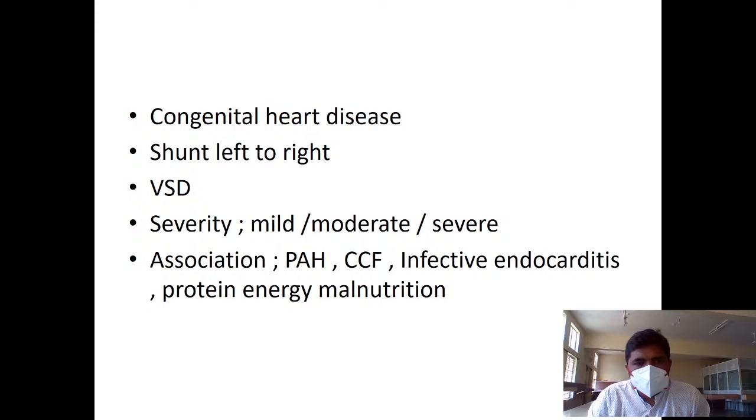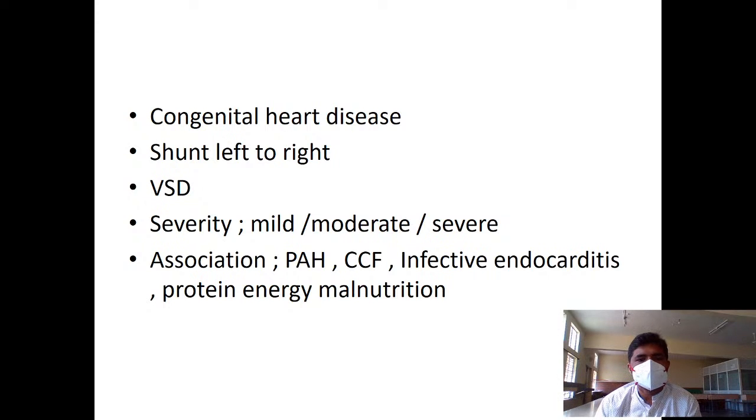Then what is the exact left to right shunt? You could see a PDA, a VSD, or an ASD. ASDs usually present in the later part of life, and PDAs usually present in the earlier part of life, right from 1 month, 2 months, and you have a predisposing history, usually seen in preterms. In terms of incidence also, VSD is the most common compared to PDA. 25% of congenital heart diseases are VSDs. So when it comes to incidence and epidemiological importance, you can conclude that VSD is the possible etiology. Then severity of illness: whether it is mild, moderate, or severe.